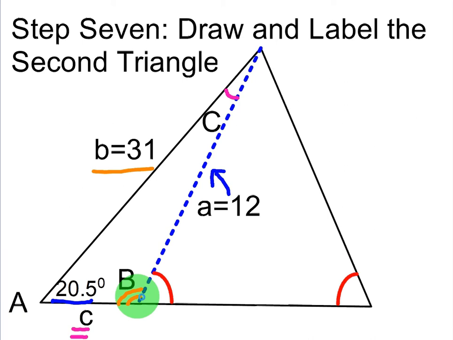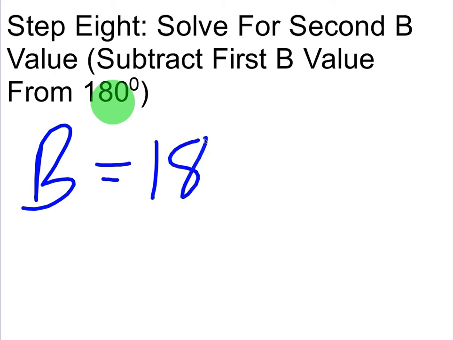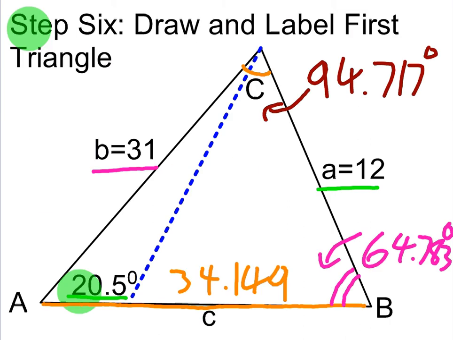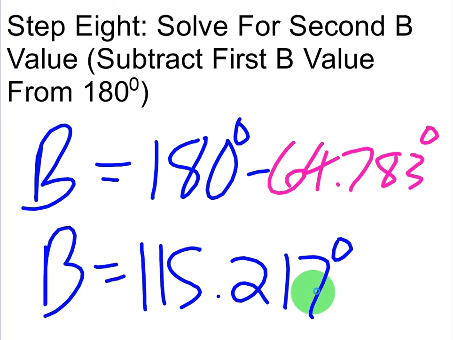possible b value. So here's step 7, which is to draw and label the second triangle. Now let's see what we're going to do next. Solve for the second b value, subtract the first b value from 180. Okay, so our second b value, you could call it b2 if you want. I'm just going to call it b because I know it's my second one. It'll be 180 minus our first b value, which was 64.783. Right. All right, and we get 115.217.